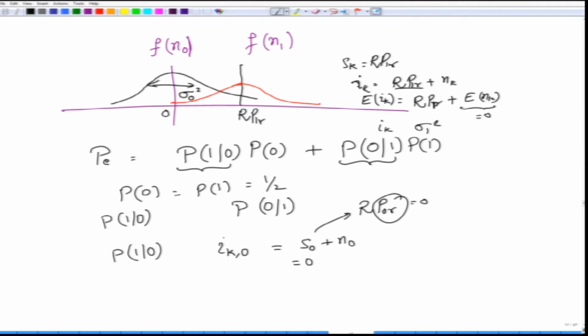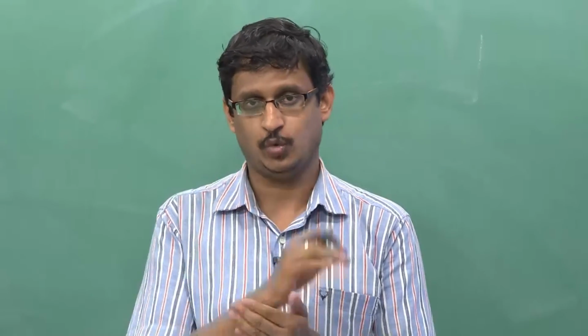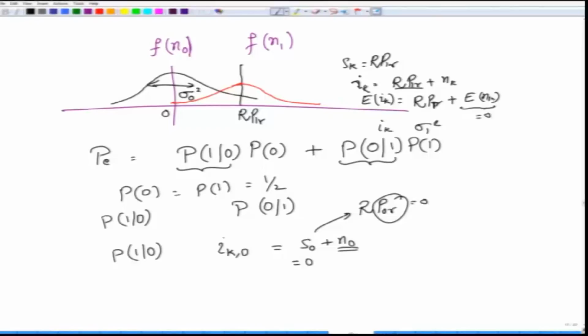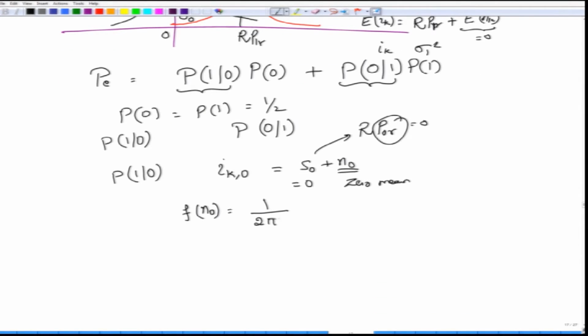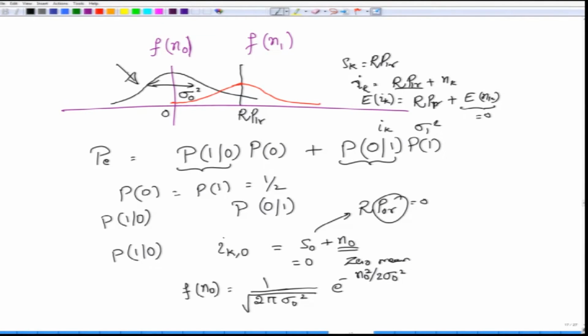So, when you sample the current waveform when bit 0 is transmitted, at that particular time you are only sampling the noise, and that noise current we have called N0. This would be 0 mean, and it has a certain probability density function which we have assumed to be Gaussian, which means that the probability density function of the noise current N0 is given by 1 by root of 2 pi sigma 0 square, e to the power minus n0 square by 2 sigma 0 square. This is what we have plotted in this graph. So, this f of n0 is the probability density function that we have plotted.